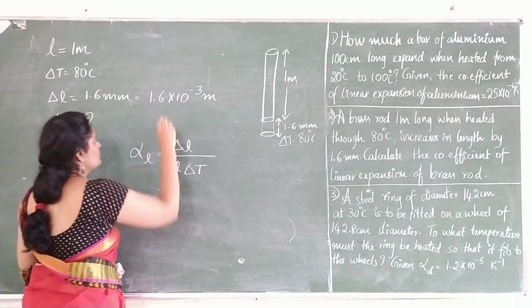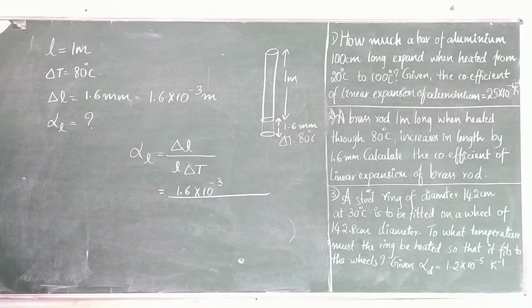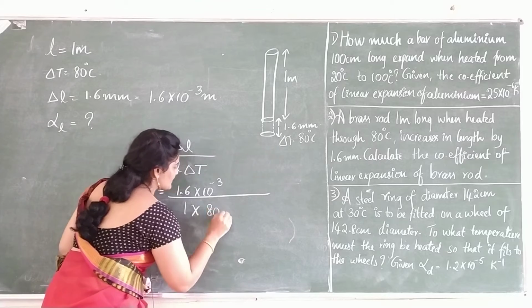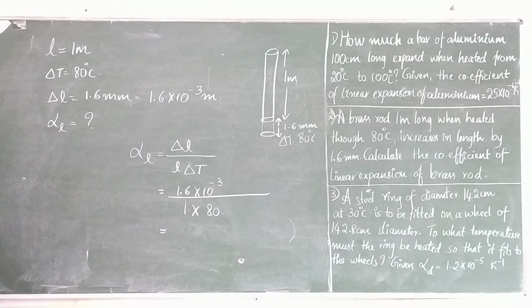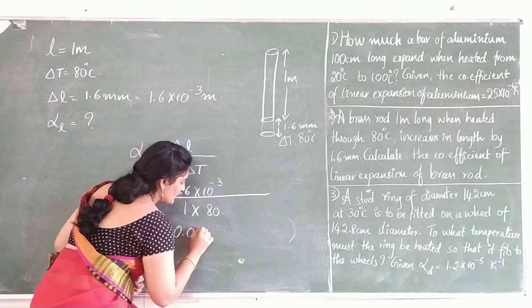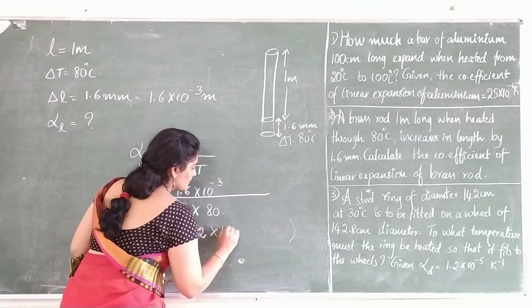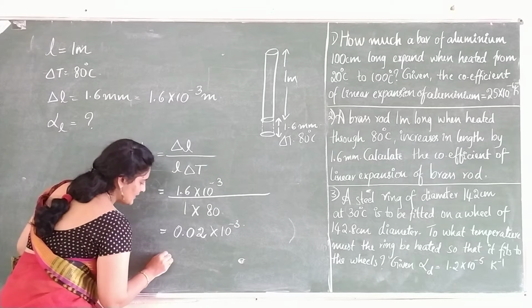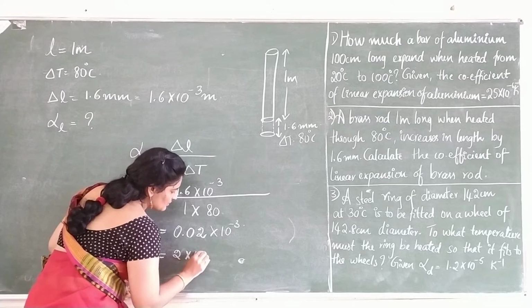Delta L value 1.6 into 10 to the power minus 3. L is 1. Delta T value 80 degrees Celsius. 1.6 divided by 80 is 0.02. You can check. 1.6 divided by 80 is 0.02 into 10 to the power minus 3. Or I can write it as 2 into 10 to the power minus 5.